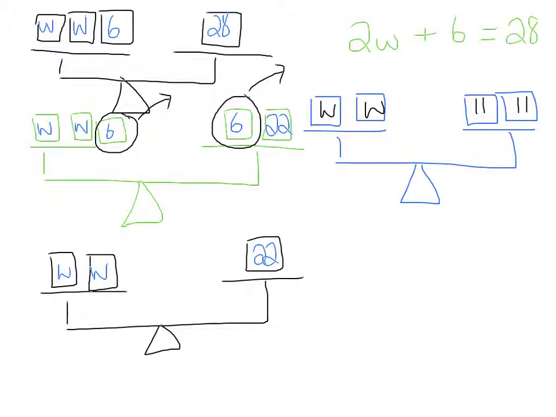So again, we haven't changed the weight or the side of that scale. We've just represented it in a different way. So now it becomes much more clear what 1 w represents. 1 w, let me just get my pointer, 1 w equals 11. This w equals 11. So in this example, w equals 11.